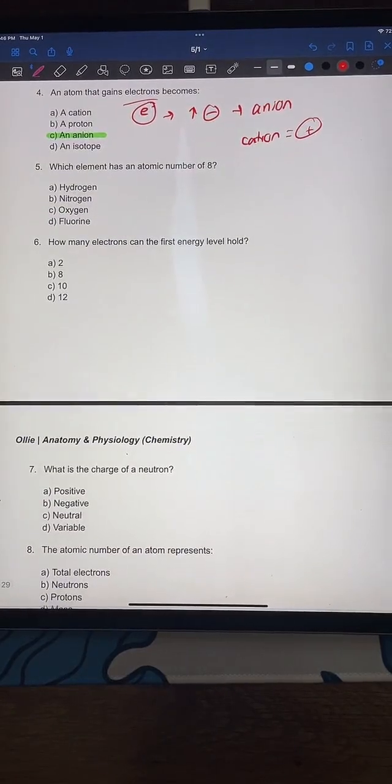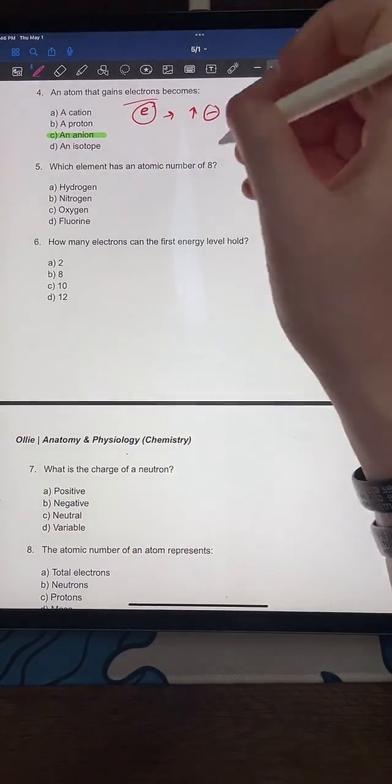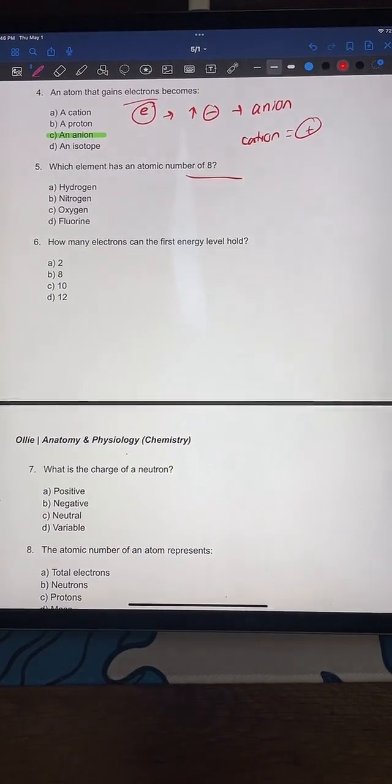Number 5, which element has an atomic number of 8? Now, you don't have to memorize the entire periodic table, but you do want to know a lot of the common ones.